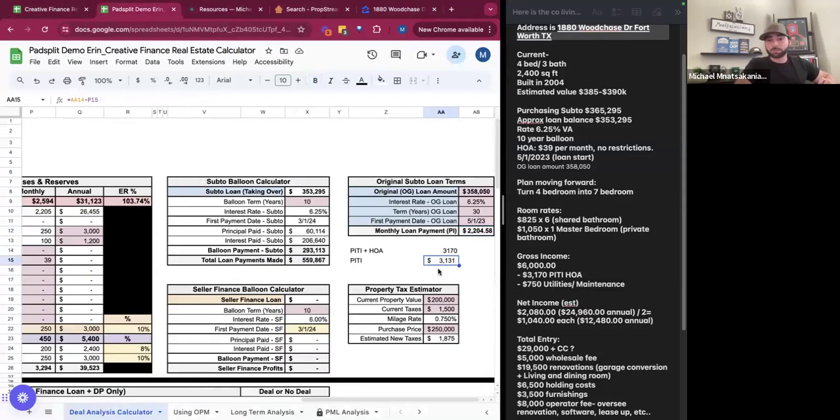Okay, so this says the loan payment is $2204.58. We're going to stick with that, and we're going to say, so the taxes and insurance, the difference between this 3131, right? We had the PITI plus HOA. We subtract away the $39 a month. Our PITI, the amount that's remaining, is 3131. We just calculated the monthly loan payment is $2204.58.